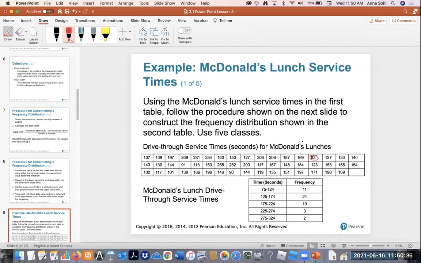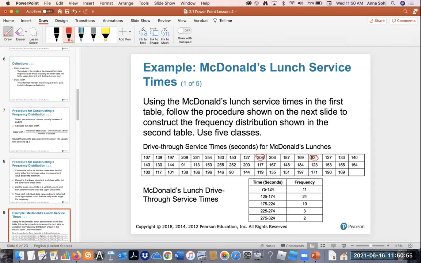Do you agree, 83? What is the highest value in the table? $308. Very good. I'm receiving your chats as we go along.